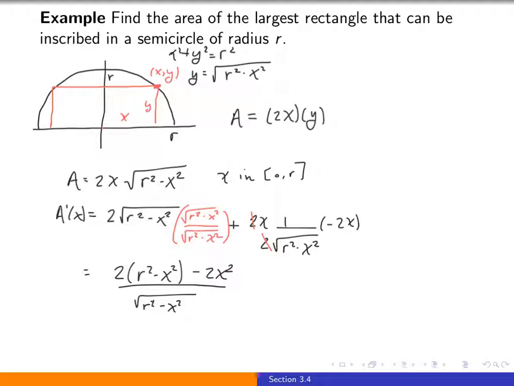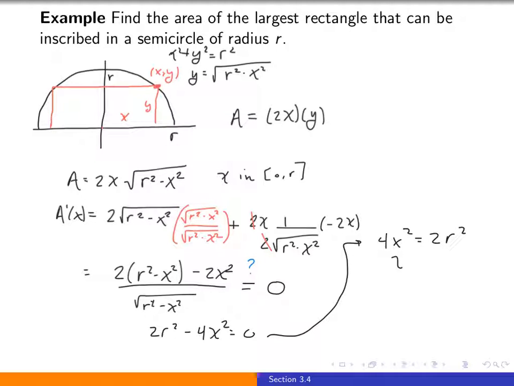And we need to determine where this is equal to 0. So a fraction will be equal to 0 when the top is equal to 0. So the top is going to be 2r squared minus 4x squared equals 0. And if we simplify this, that means 4x squared is equal to 2r squared. X squared equals r squared over 2, so x equals plus or minus the square root of that. So plus or minus r divided by the square root of 2.